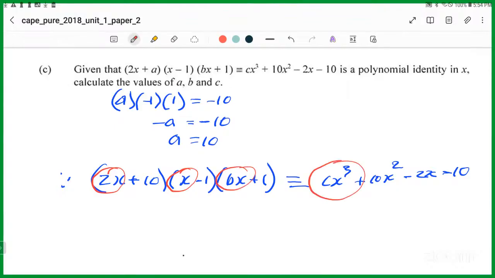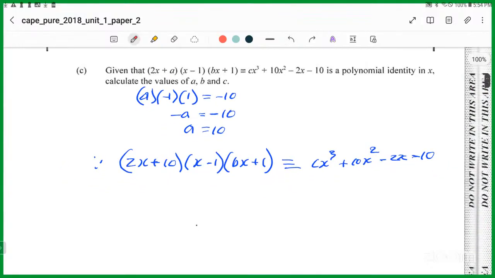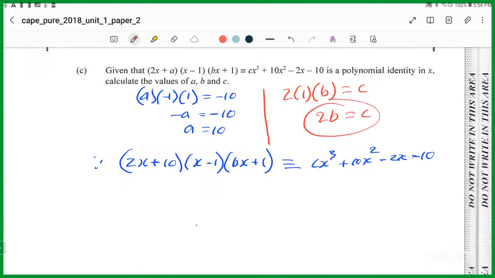So we look at the coefficients. It will be 2 times 1 times b equals c. So that's one relationship, so we can write that. That 2 times 1 times b equals c. So 2b equals c. So we have this relationship. We're going to start expanding this now so we can compare it with that, right? So the 2b equals c.